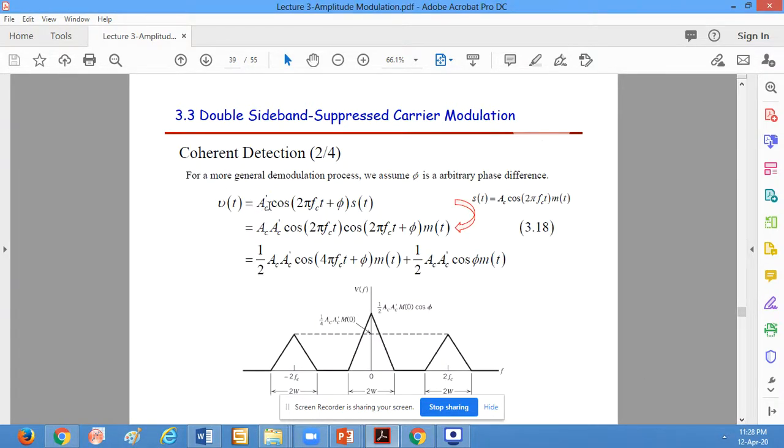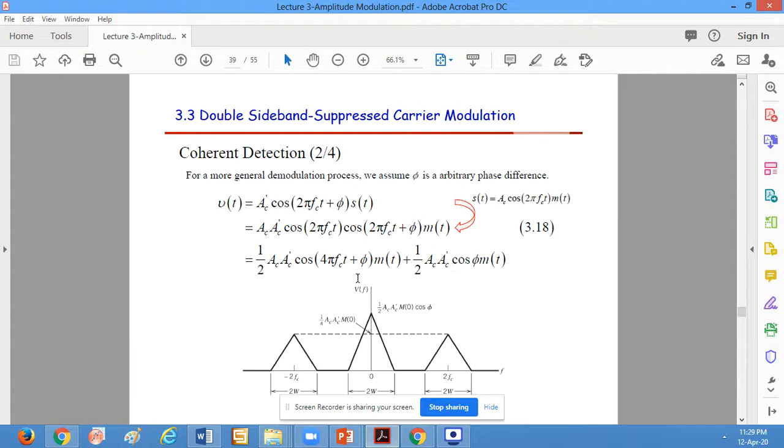So we have the signal Ac cos(2πfct). This is multiplied with the signal that we received at the receiver side, so this is the s(t) signal. We multiply these signals and, using the formula 2 cos A cos B, that is half of these values, we get the product terms.